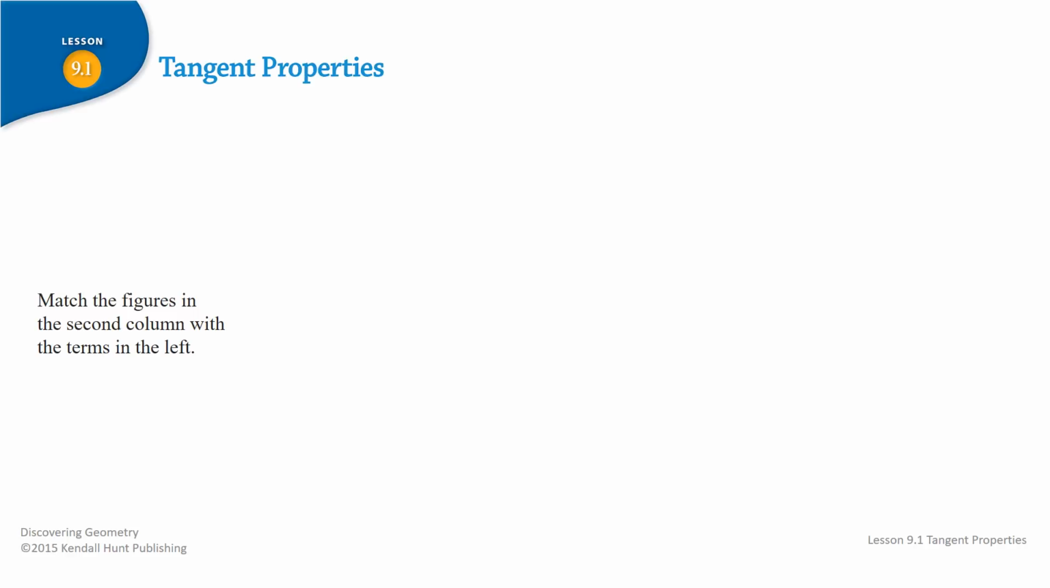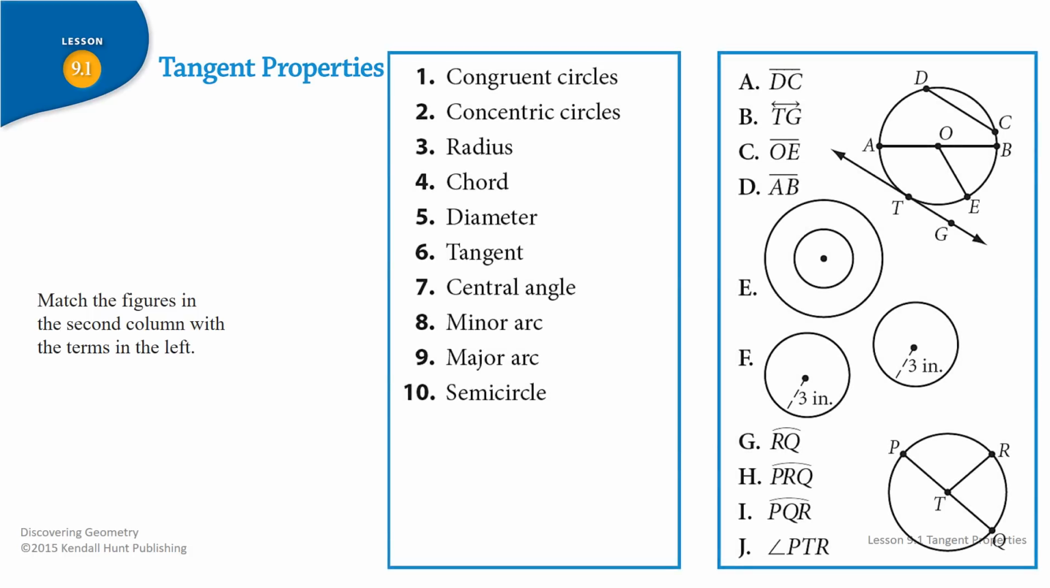Talk about tangent properties. Tangents are parts of circles, so we're going to be going over that. I'm giving you this right here. We have a list of terms that we've used before. It's been a while. And we have a list of figures right here, including arcs, angles, segments, some lines and some circles. So what I want you to do is write down those 10 terms and write down the letter that matches up with them.